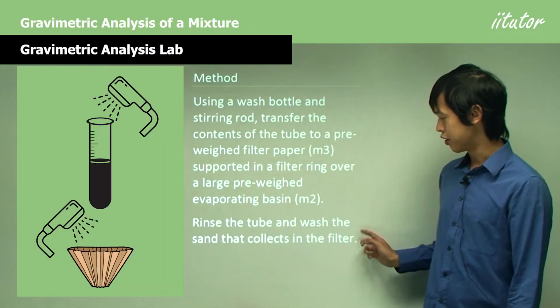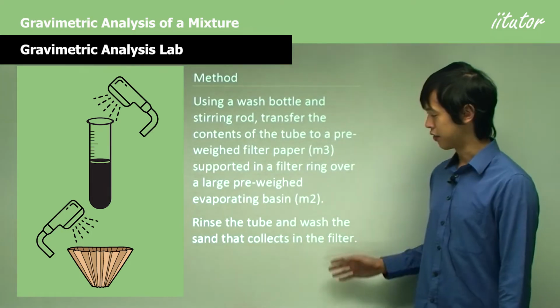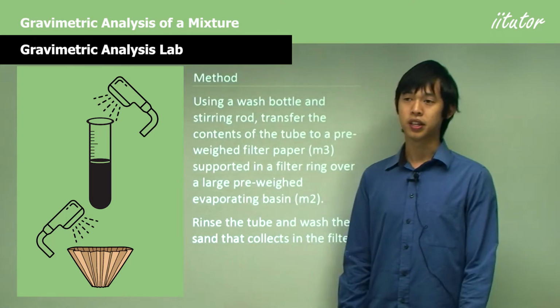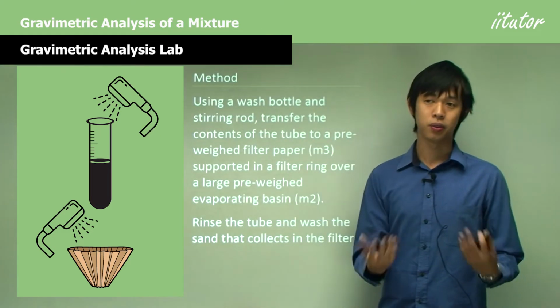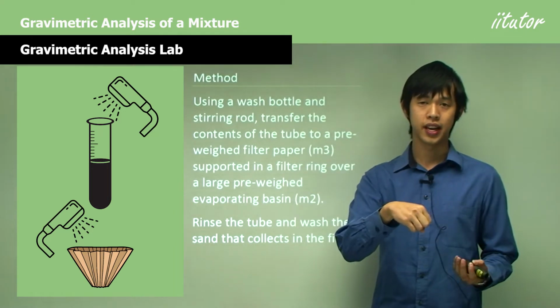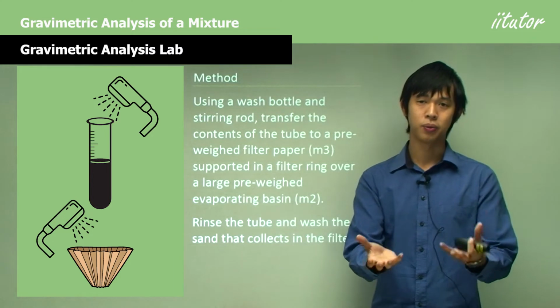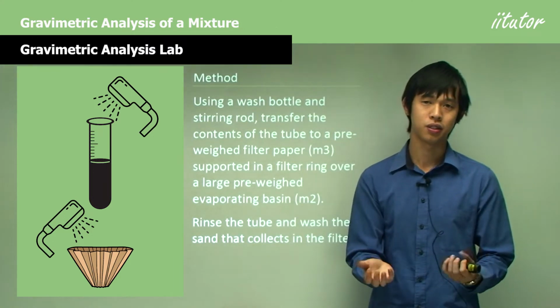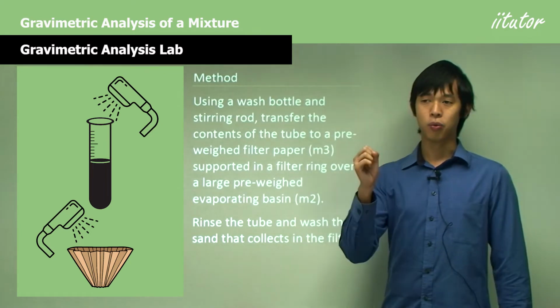So then we rinse the tube and wash the sand that collects in the filter. That's what we do before evaporation. The reason why we wash the sand again is because when the sand is in the filter paper, the water contains salt. If we evaporate the water, we know that salt doesn't evaporate with the water. The salt will be locked up in the sand, and then we have sand and salt after evaporation. And if we have sand and salt, when we weigh it, we're going to have a different measurement to what we would expect for just the sand. We've got to get rid of all the salt, and we do that by washing it away.